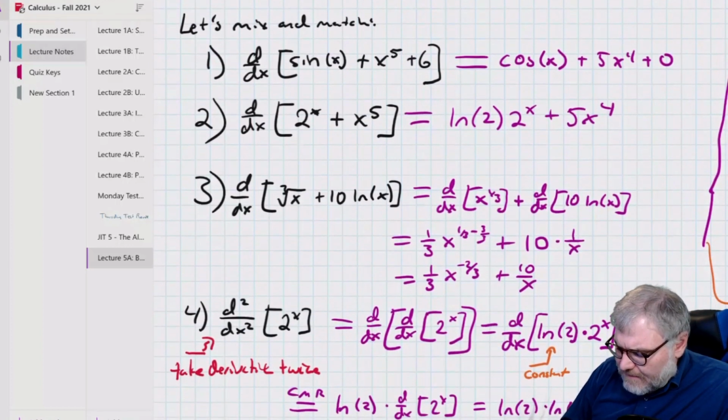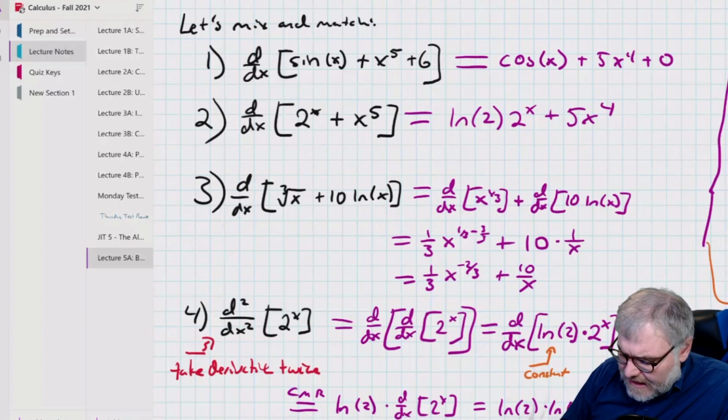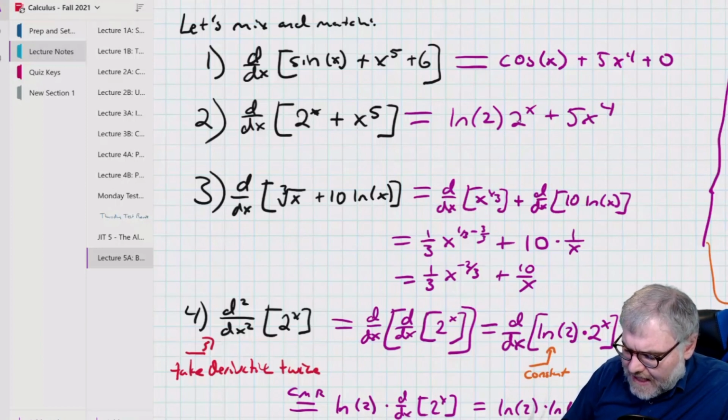All right, so let's mix and match them. Well, here is, if I take the derivative of sine of x plus x to the 5th plus 6, this is going to be cosine of x, which is the derivative of that piece, plus 5x to the 4th, there's a little power rule, plus 0 for the constant. If I've got 2 to the x plus x to the 5th, I'm going to have the log of 2 times 2 to the x plus 5x to the 4th.